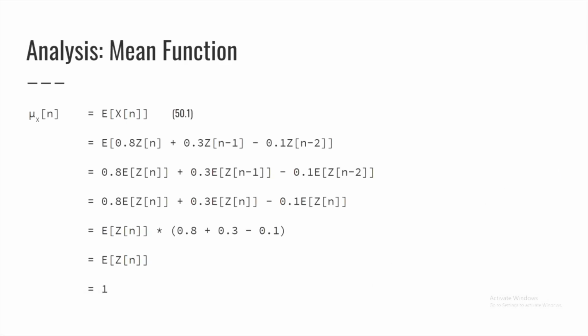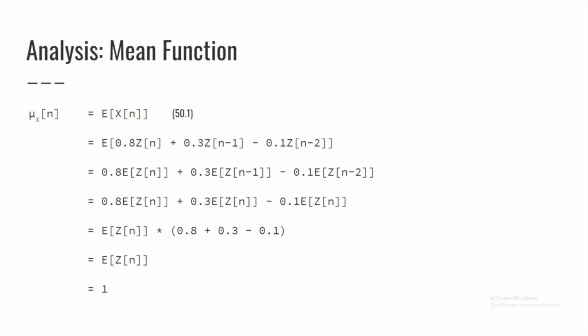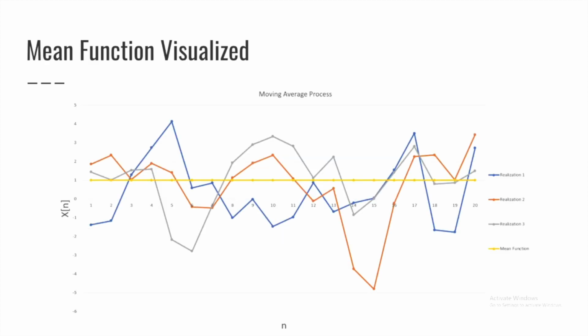Continuing off that good visualization, to see how the function works and what the trends are, we have our mean function here, and it's pretty straightforward. The mean function is equal to the expected value, and we apply expected value properties and formulas to simplify our problem. We get E[Z[n]] times 0.8 plus 0.3 minus 0.1, and E[Z[n]] is 1. And we have that for our mean function.